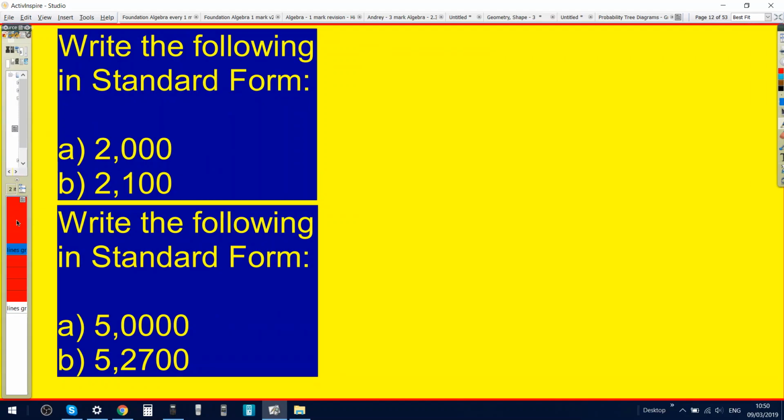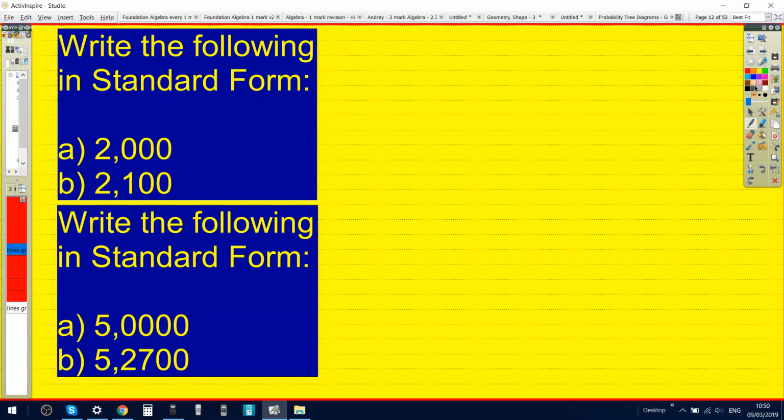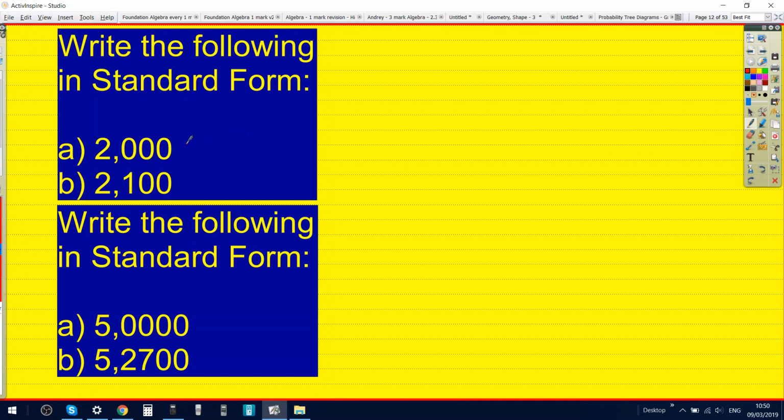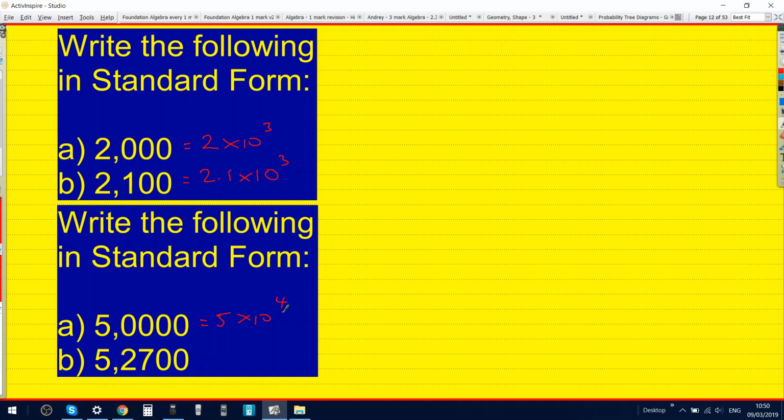These two. What, 2,000 and 2,100? So that would be 2 times 10 to the power of 3. And would the next one be 2.1 times 10 to the power of 2? If you did to the 2, one of those zeros would get taken up. Oh, it'd be 3. Yep. This one. Would that be 5 times 10 to the power of 4? And would the next one be 5.27 times 10 to the power of 4? Yep. So you've got 1, 2, 3, 4.